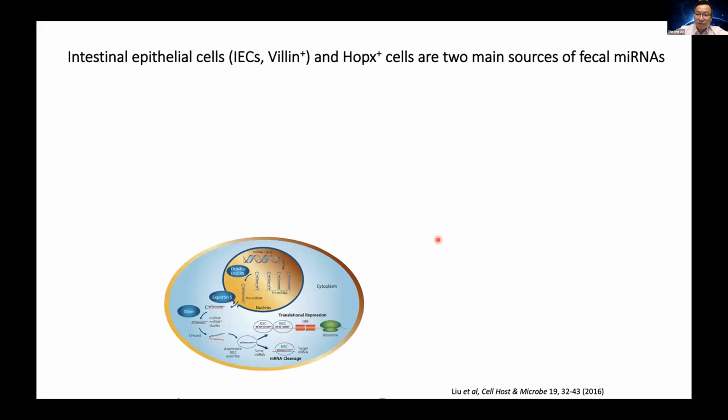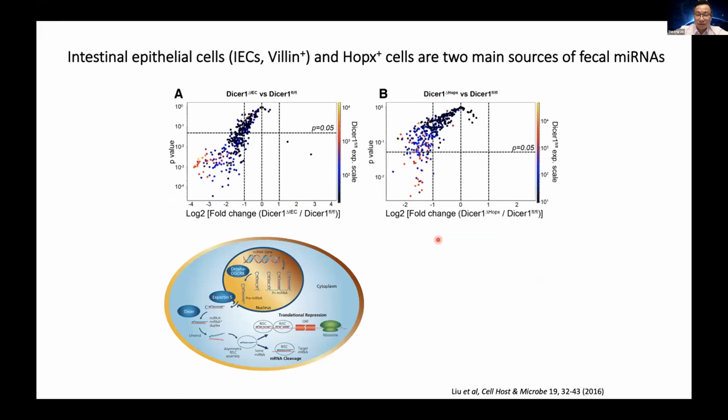These microRNAs come from the gut epithelial cells, because if we generated the intestinal epithelial cell specific Dicer knockout mice... Dicer is an enzyme that is really important in generating the microRNA. If you knock out this Dicer in the gut epithelial cells, you find that the microRNA in the feces dramatically dropped.